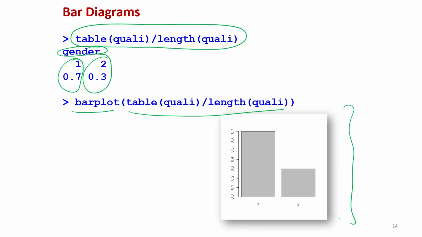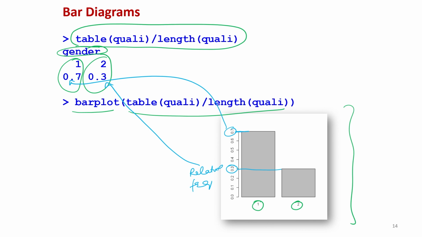you will get this type of graph. So you can see that these two are the categories, category 1 and category 2. Here you can see this is 0.7, the relative frequency of category 1, and similarly, this is 0.3, which is the relative frequency of category 2.